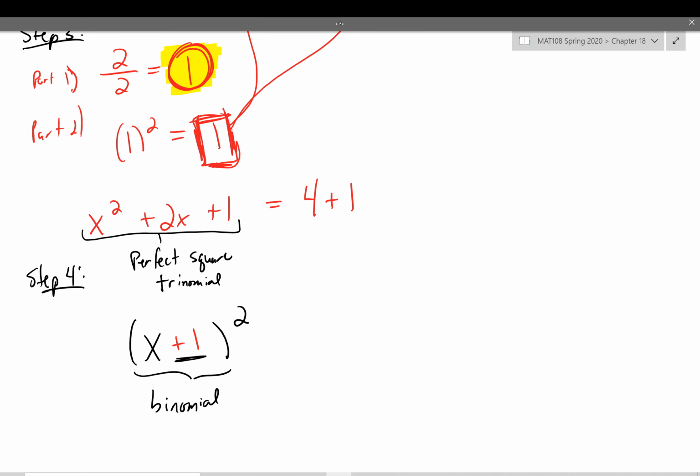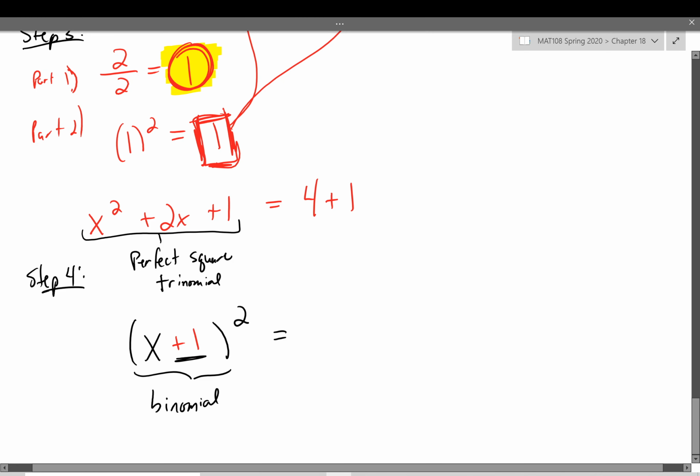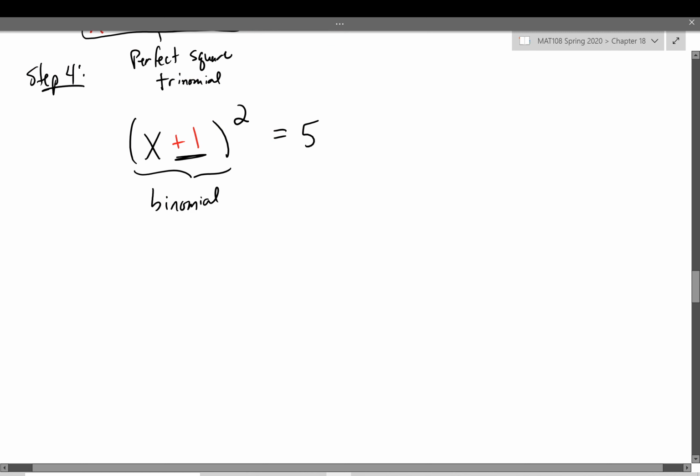Now on the right-hand side, 4 plus 1, well, that's just 5. Okay? So let me rewrite this real fast. x plus 1 squared equals 5. Okay? Now step 5.